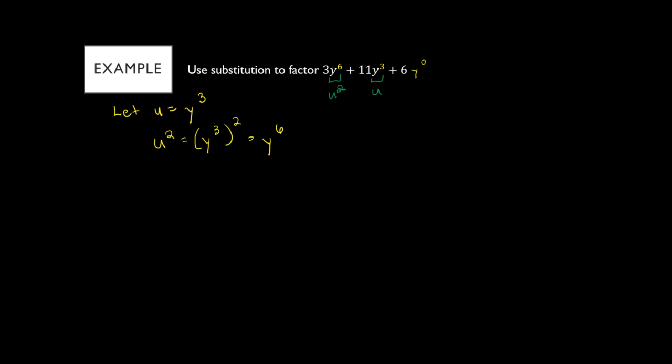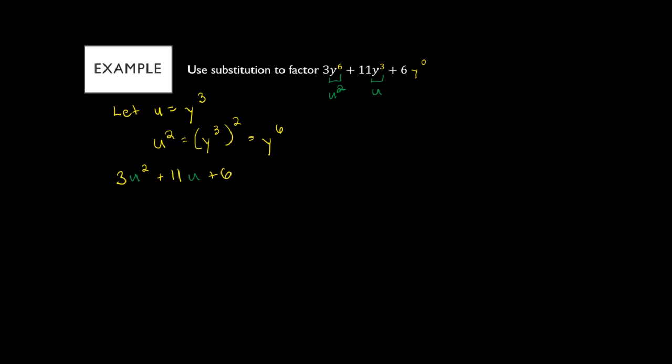So when you do your substitution, we end up with 3, and instead of y to the 6th, it's u squared, then plus 11u, and then plus 6. I'm actually going to color code these because we've got it without the parentheses, it's almost harder to keep track. So I'm going to just color code those u's in.